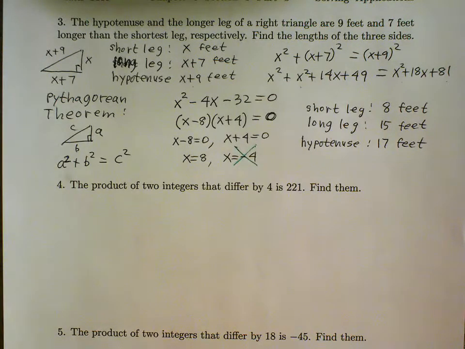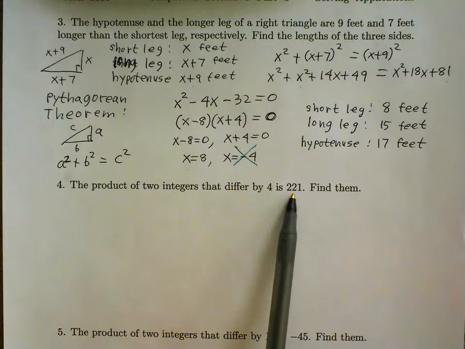Okay, the next problem, the product of two integers that differ by 4 is 221.